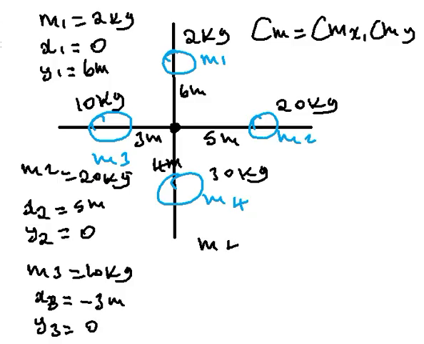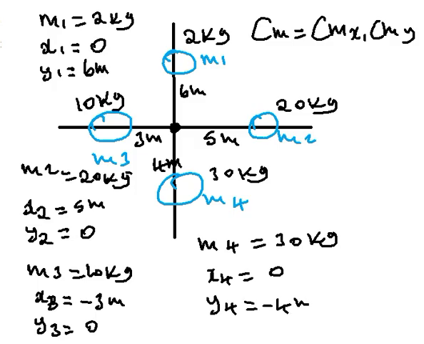And we have mass 4. What is mass 4? We have it as 30 kgs. And what is its position along x? We have it as 0. And its position along y, y4, is given as -4 meters. So now how should you find the center of mass if that is the case?